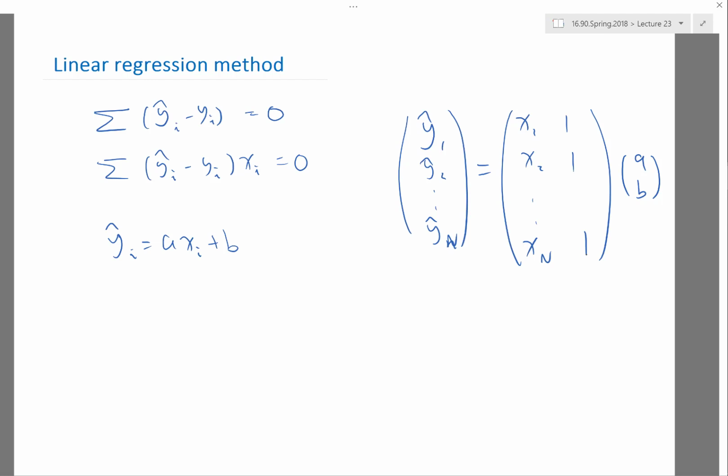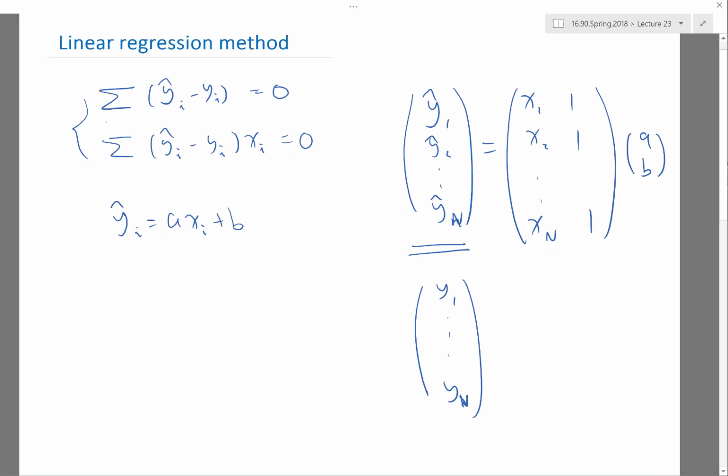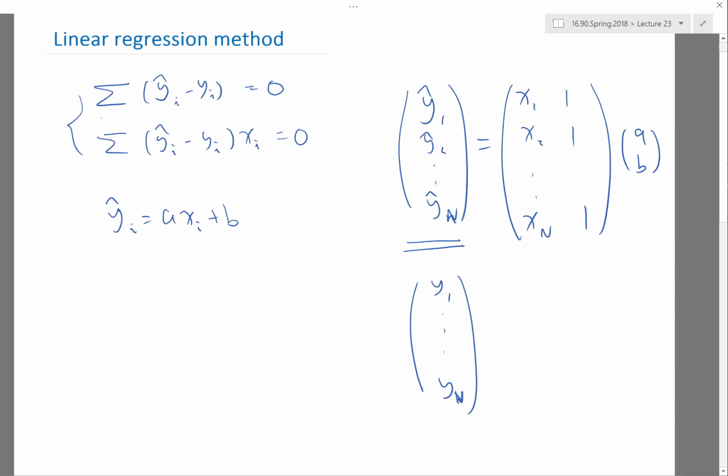All right. And then how can I form this expression in matrix form once I have these y hats in a vector form? So I can also represent my y's, y1 through yn, in a vector form. Right? So I can have y hat of 1 minus y1, y hat of 2 minus y2, etc.